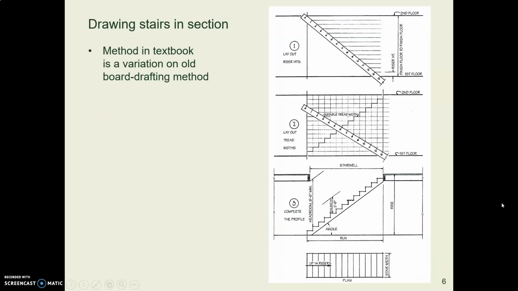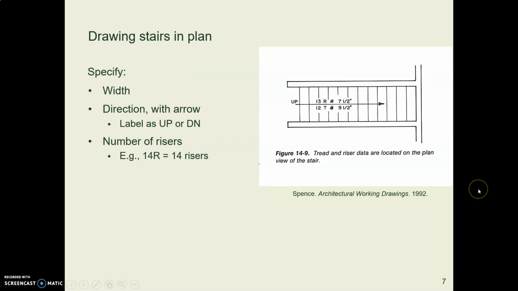That method is a variation on what people used to do in the days of board drafting, when they'd get a strip of paper and actually lay it over their paper drawing and mark out lines. All right, so you've figured out the treads and the risers, and now you're going to draw your stairs in plan view. You, of course, need to dimension what the width will be, and you need to tell them how many risers you're going to have, how high they are, and you'll have an arrow pointing up or down.